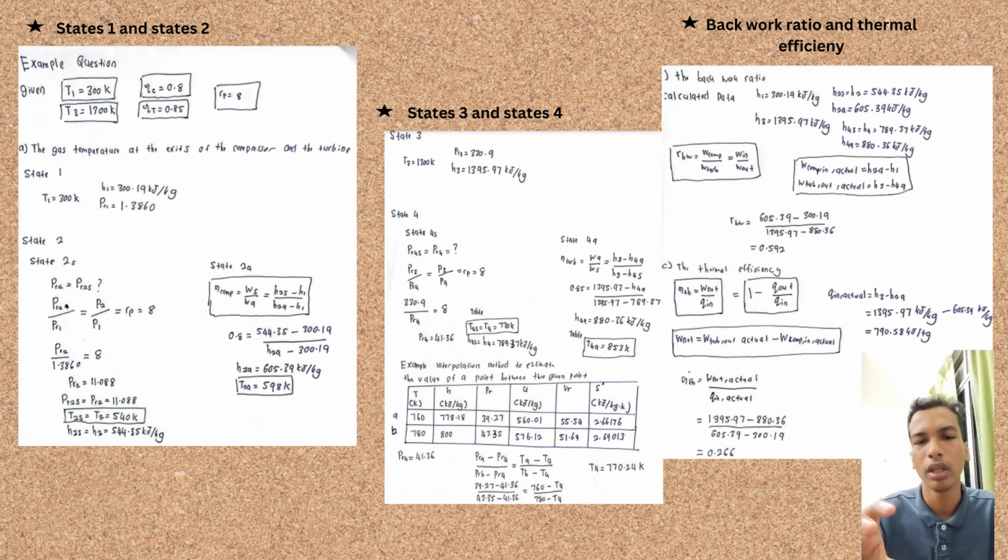When we got all the values, h1, h2, enthalpy 3, enthalpy 4, we have to find the back work ratio. The formula for back work ratio is the work of the compressor in actual divided by work of the turbine out actual. And when we got the value of the back work ratio, we have to find the thermal efficiency. The formula for thermal efficiency is the work net actual divided by Q in actual.